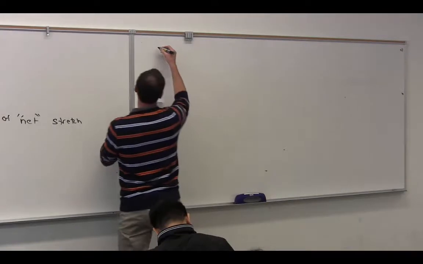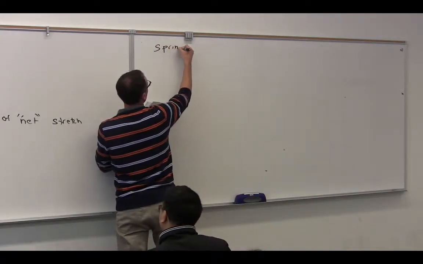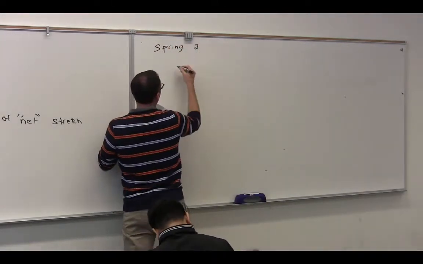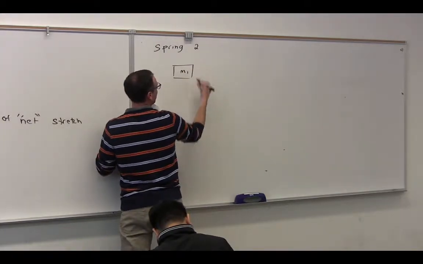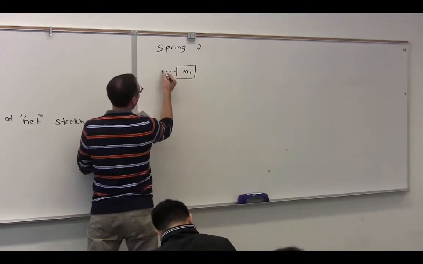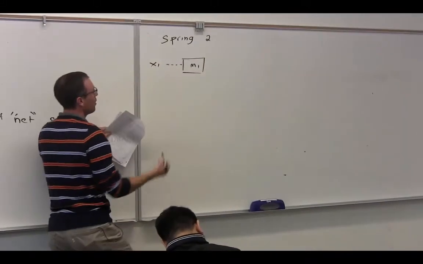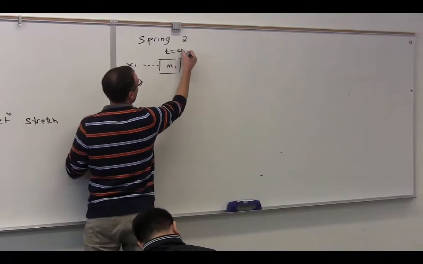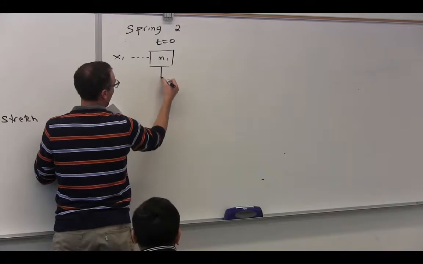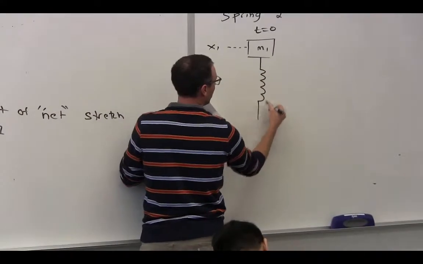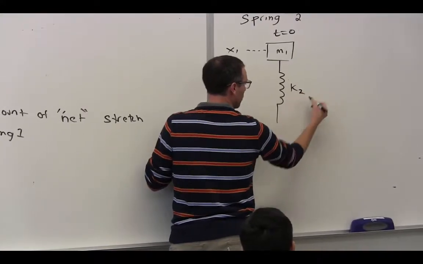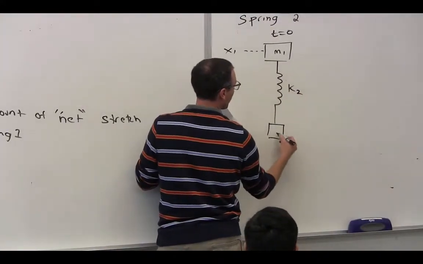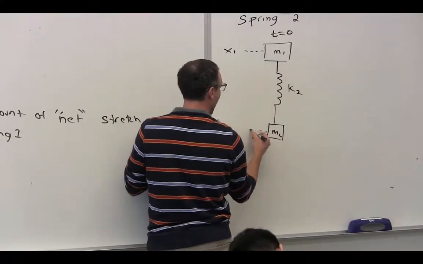Let's take a look at spring 2. What was the top end of spring 2? What's the top end connected to? Mass 1. And that top end sits at the beginning if we have time equals 0. So that sits up there, and then spring 2 is kind of just chilling like a villain. Here's spring 2. And then what's the bottom end of spring 2? Mass 2.